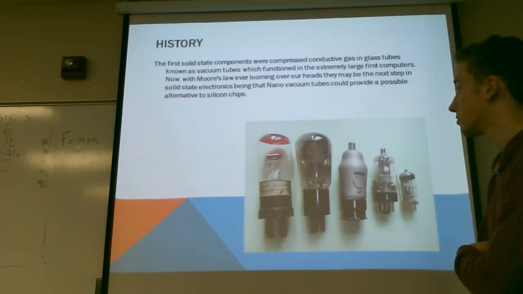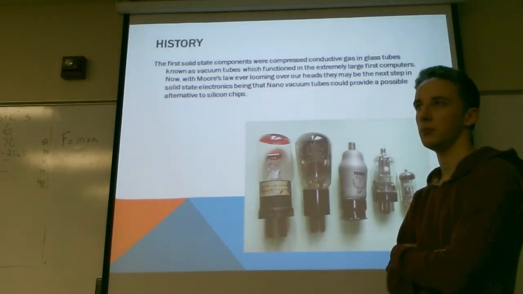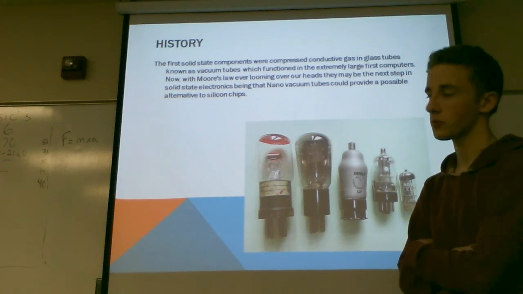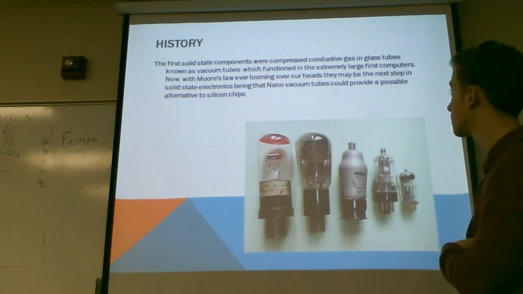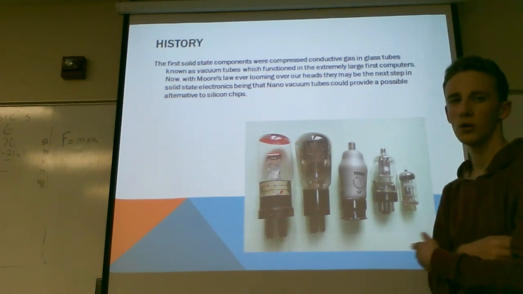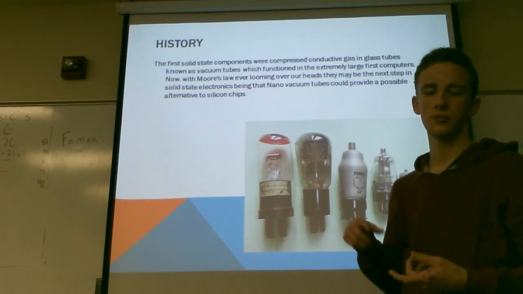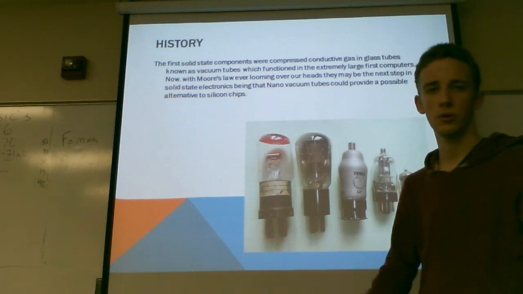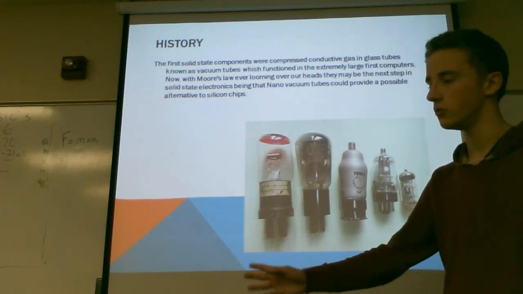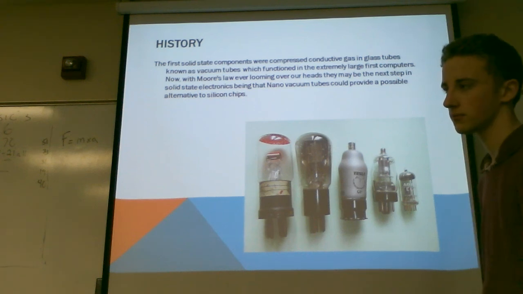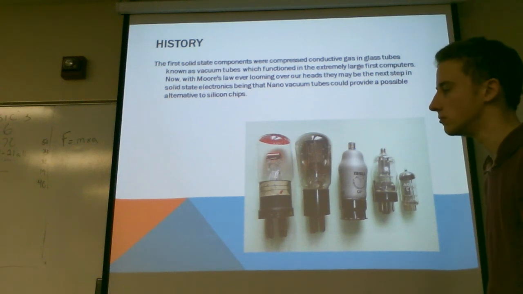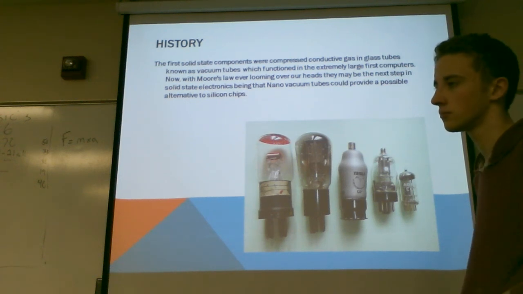The history behind the transistor: it was one of the first key components in modern-day electronics. The first solid-state components were compressed conductive gas in glass tubes known as vacuum tubes, which are those big tubes that you see in old TVs, and in those huge 80s computers. The wall-sized computers. There were a lot of moving parts within the computers, but the first component that made up an electronic device was the vacuum tube, and the transistor was actually its replacement.